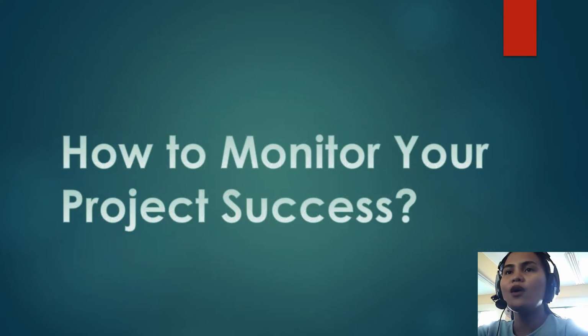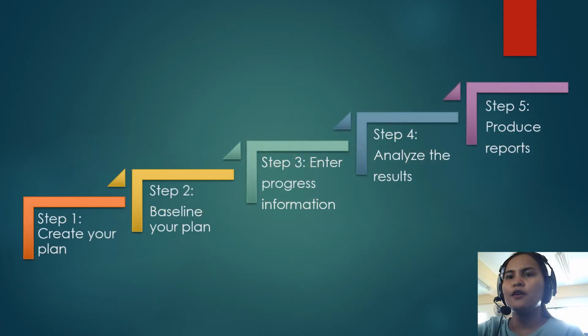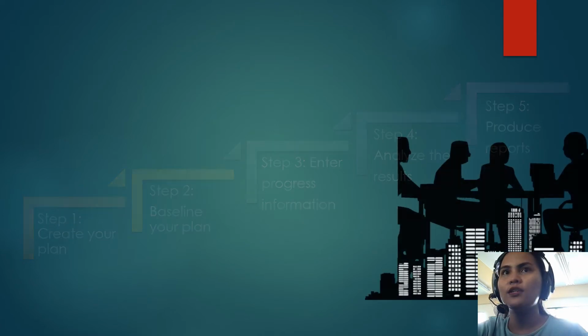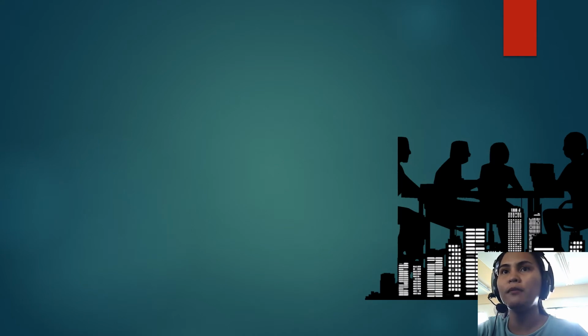Now, how can you monitor your project success? There are 5 steps in monitoring your project success. Step 1, you will create your plan. Step 2, create the baseline for your plan. Step 3, enter progress information. Step 4, you will analyze the result. Step 5, you will produce reports. So let's explain them one by one.